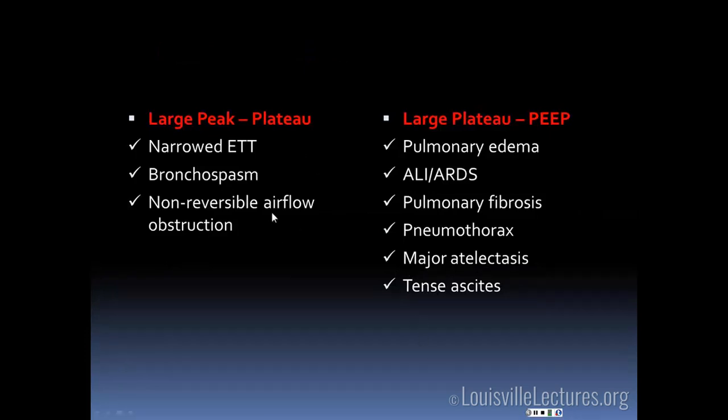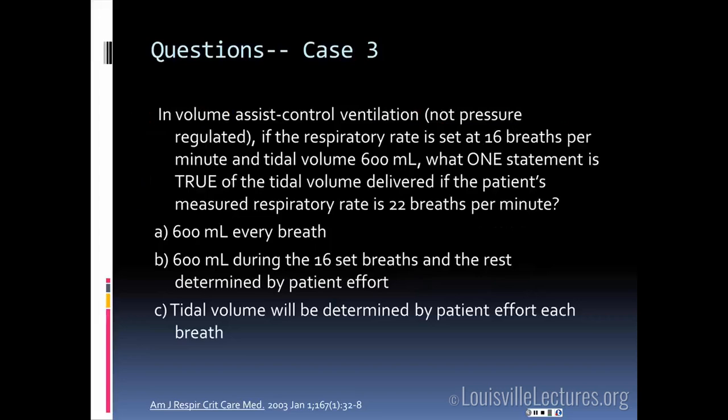So again, a large peak-to-plateau gradient here would mean increased resistance, so you've got bronchospasm, suction, etc. On the other hand, if the plateau pressure is elevated, then you have conditions that cause low compliance. So pulmonary edema, ARDS, pneumothorax, atelectasis, etc.